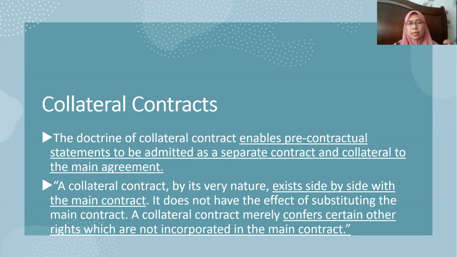And this is the quotation from the case law. A collateral contract, by its very nature, exists side by side with the main contract. It's collateral. It's not the main one, but it exists side by side. It does not have the effect of substituting the main contract because it's just collateral in nature. A collateral contract merely confers certain other rights which are not incorporated in the main contract. So that's the function of the collateral contract. It doesn't substitute, it doesn't replace. The main contract must be there, but it just gives some other rights which are not incorporated in the main principal contract.